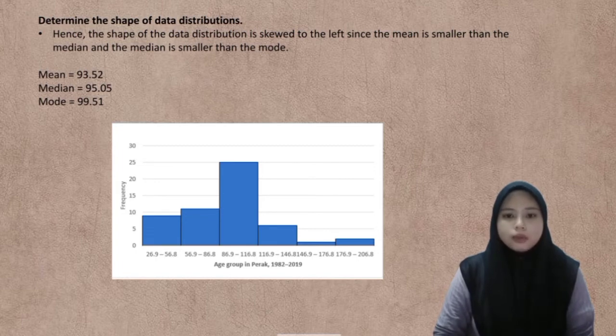Hence, the shape of the data distribution is skewed to the left since the mean is smaller than the median and the median is smaller than the mode. Mean equal to 93.52, median equal to 95.5, mode equal to 99.51.